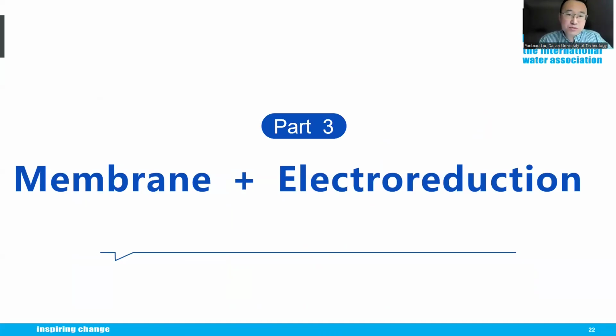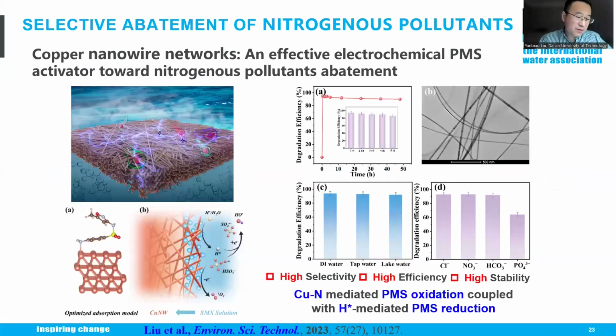In the next part, I'm going to give some examples on the combination of a membrane with electroreduction. The first example is about the selective removal of some nitrogenous pollutants. Since copper has high affinity to the nitrogen moiety of organic molecules, in this work we try to make use of this to achieve selective abatement of nitrogenous pollutants.